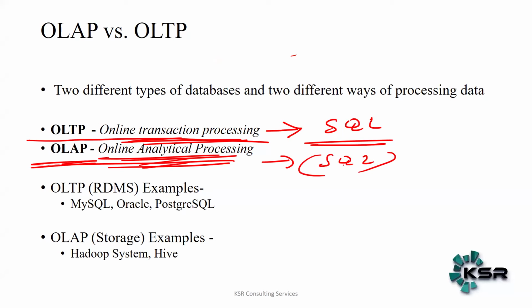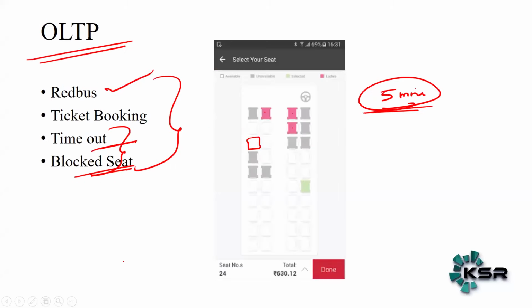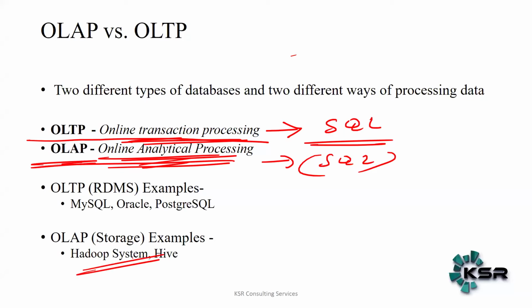Though it's slow, like 3-4 days, you can still do it with SQL. But we don't do it. If cheetah is walking as slow as cat, then what is the meaning of calling it cheetah? So definitely, we will not use SQL for analytics, but instead we will use other systems. Here we will be using a database, where you'll be using SQL as a language. There you'll be using other storage, other processing. That we'll see later. OLAP, we'll see later.